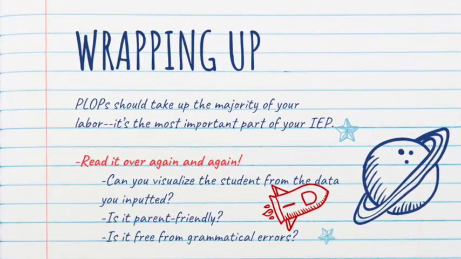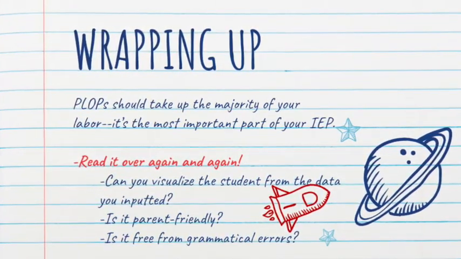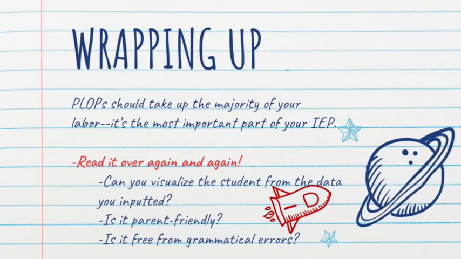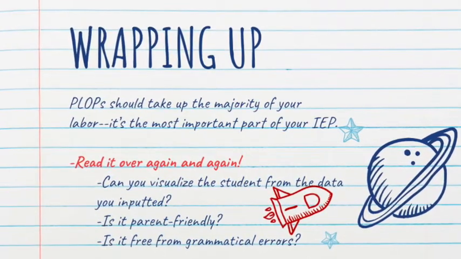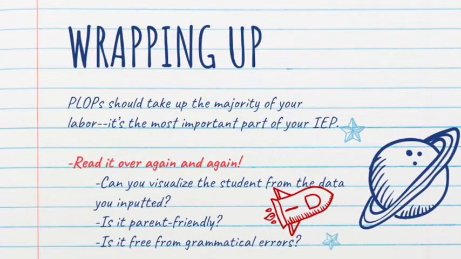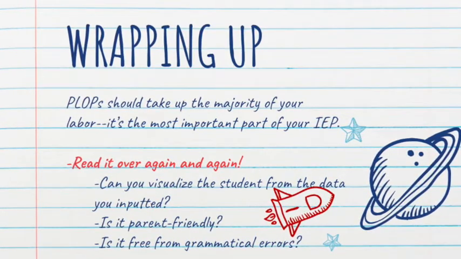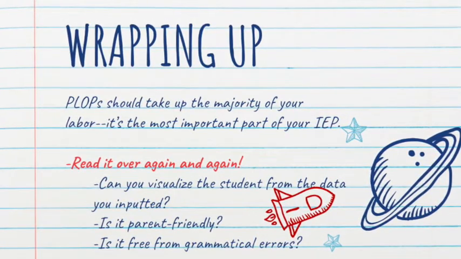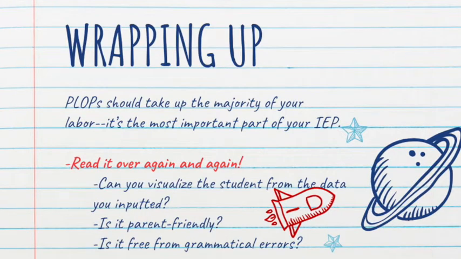Make sure it's parent friendly. We want our parents to be advocates for their students and for their children, for their community. Make sure that they can actually do that. And make sure that it's free from grammatical errors. We have to be a model and a steward of success for our communities. It starts with making sure things are logical and grammar free.